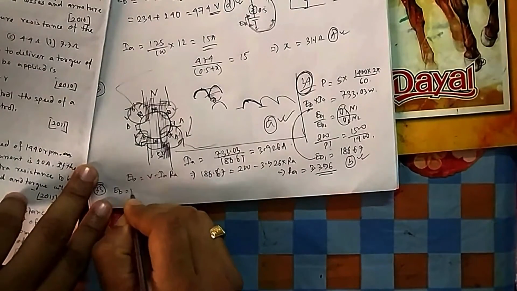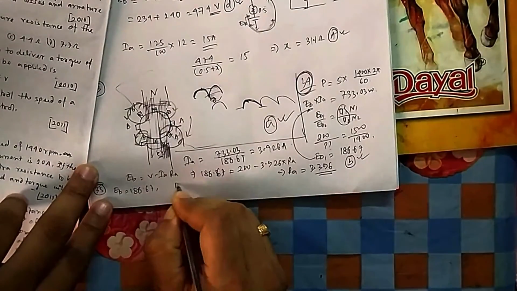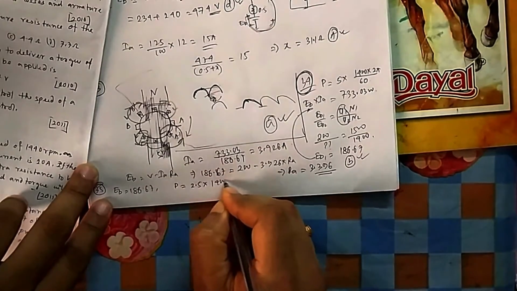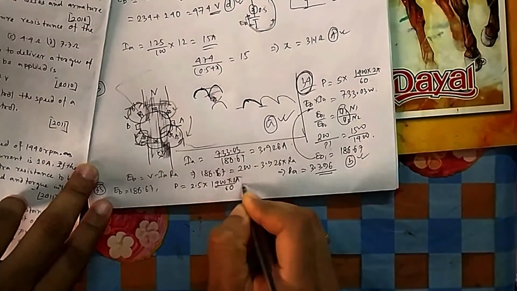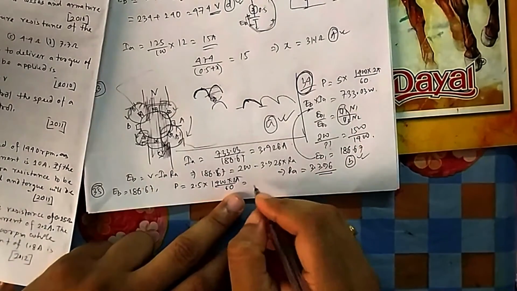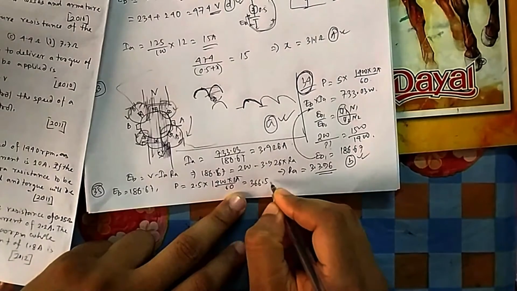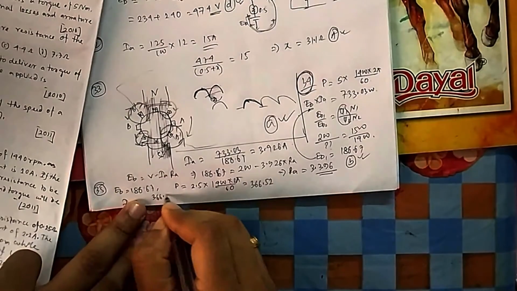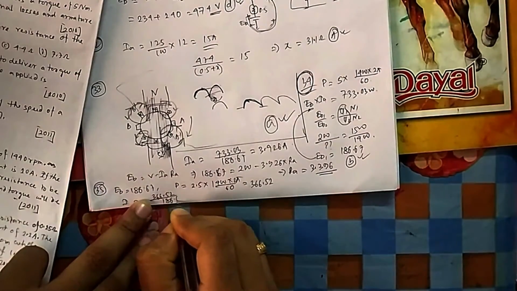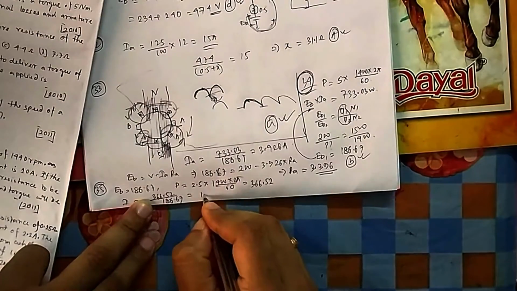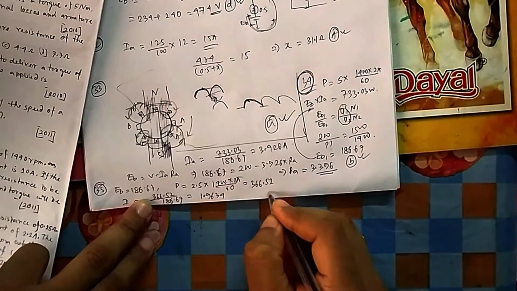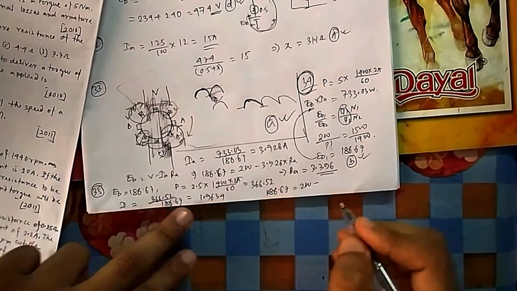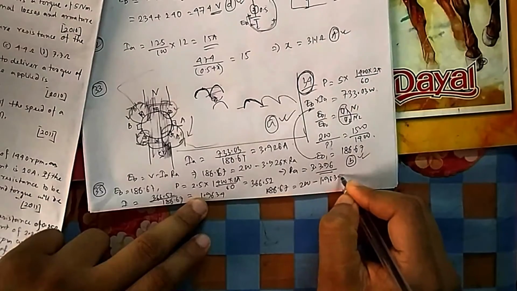So your EB remains 186.67, but your power is now 2.5 into 1400 into 2 pi by 60, which will be half of this one, that is 366.52. Now again you can calculate your IA. This is power 366.52 divided by EB 186.67. If you divide, it is 1.9634. Again you can calculate RA because EB 186.67 is equal to 200 minus IA into RA.